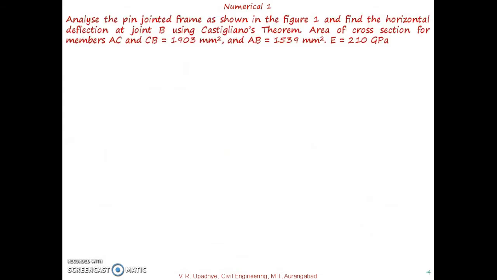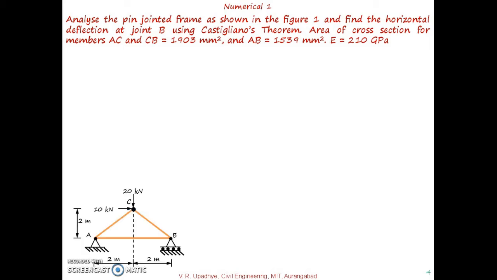So this is numerical 1, and the statement of the numerical is: analyze the pin jointed frame as shown in the figure and find the horizontal deflection at joint B using Castigliano's theorem. Area of cross section for members AC and CB is 1903 mm square, and for member AB it is 1539 mm square, and Young's modulus for all members is 210 gigapascal.